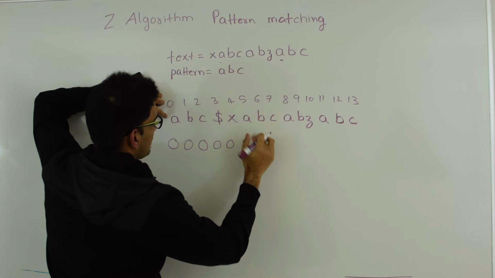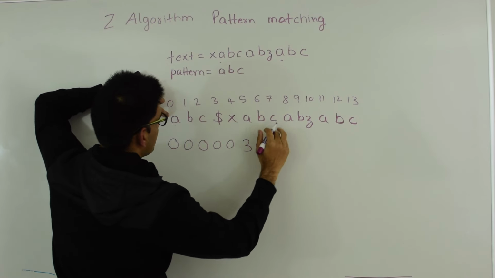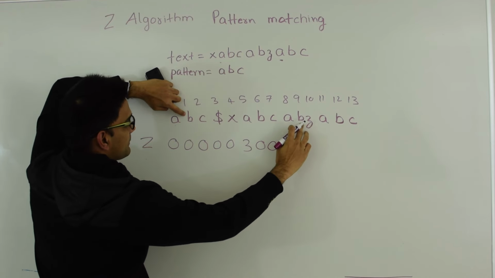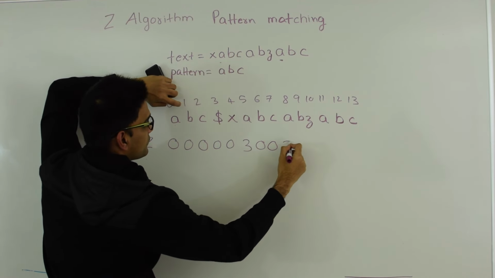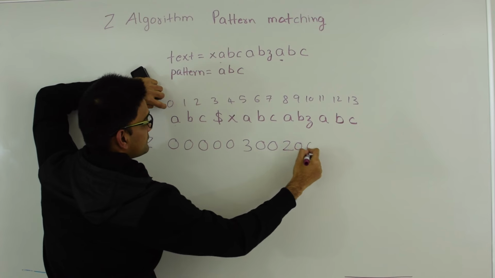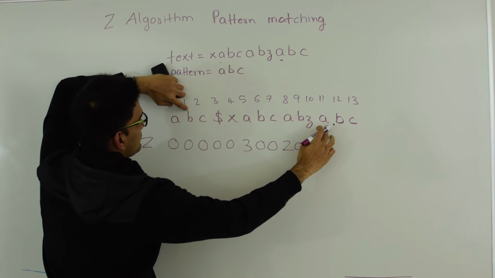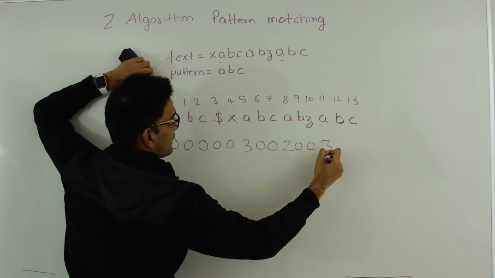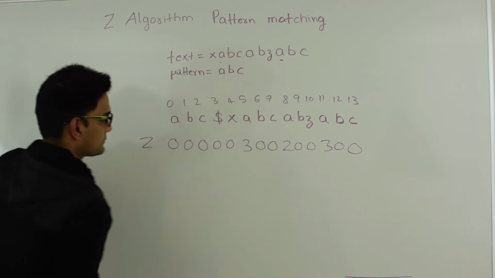Then this B is not same as this A, so 0. This C is not same as this A, so 0. This A is same as this A, this B is same as this B, C and Z is not same, so 2. Then 0, 0. This A is same as this A, this B is same as this B, this C and this C is a match, so 3, and then 0, 0.